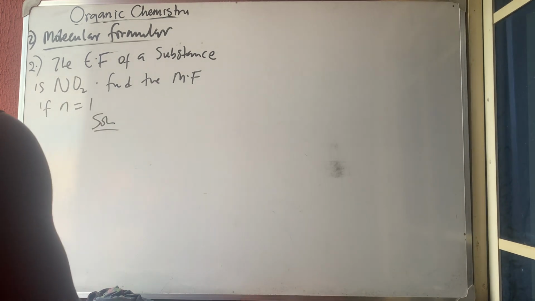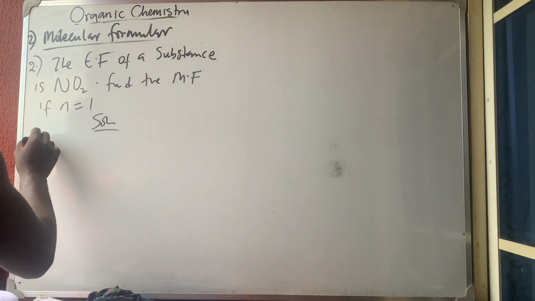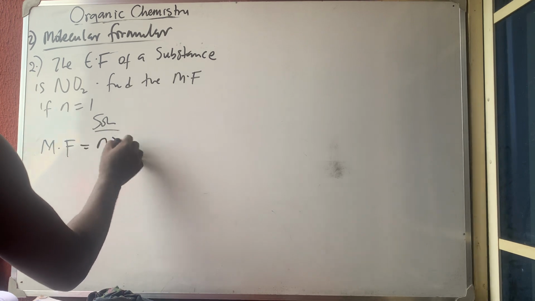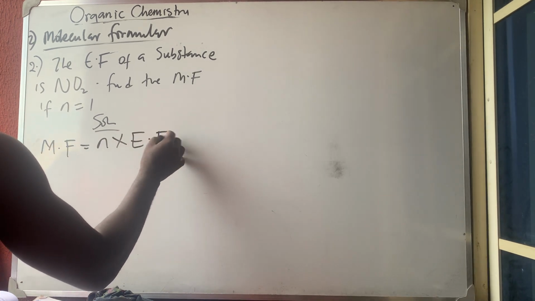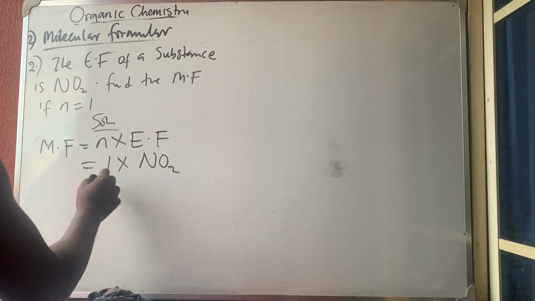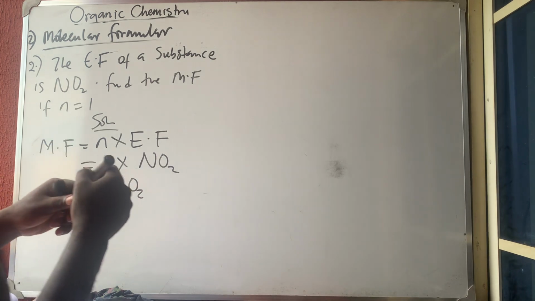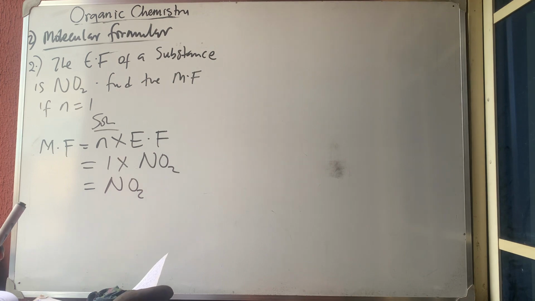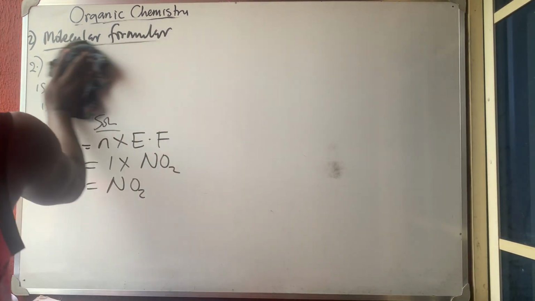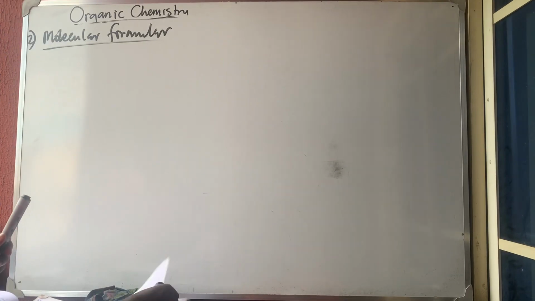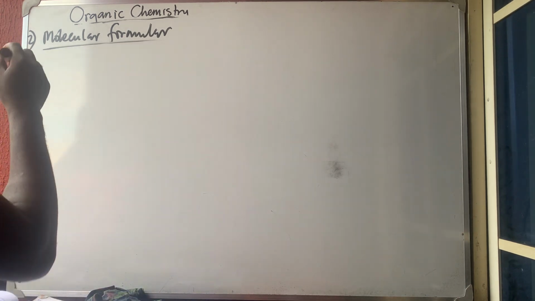Solution, we have that the molecular formula is simply N times the empirical formula, which is what? 1 times NO2, which is the same NO2. Okay? So this one is a situation where N is given. But if N is not given, replace the molecular formula with molar mass.